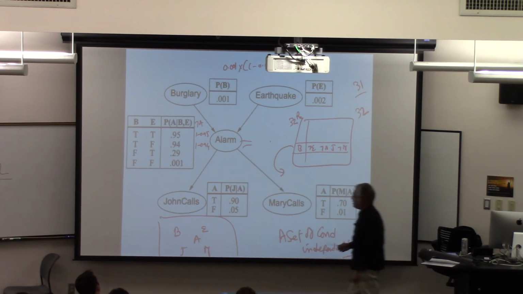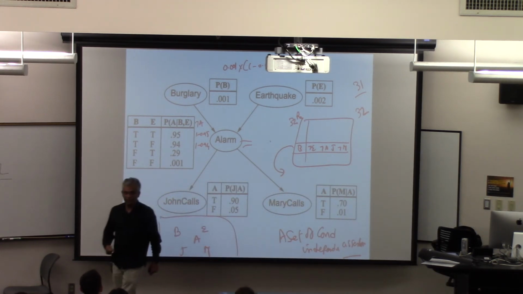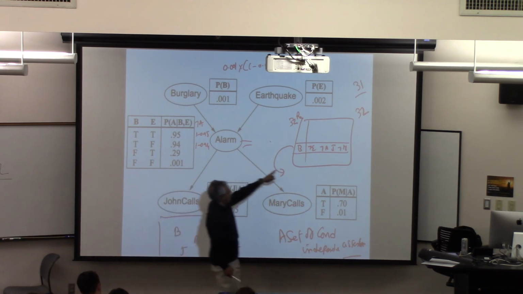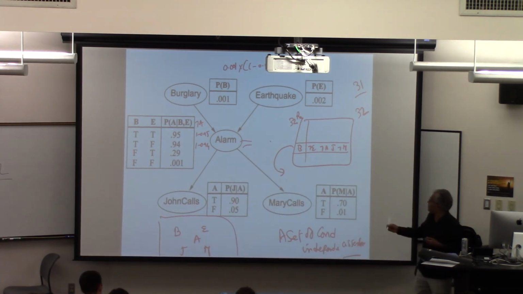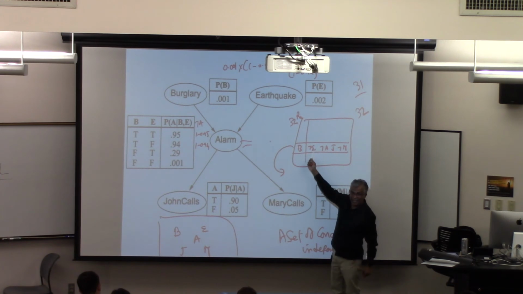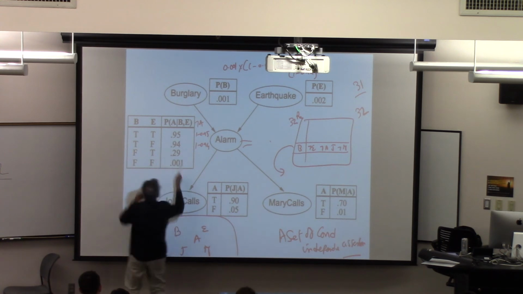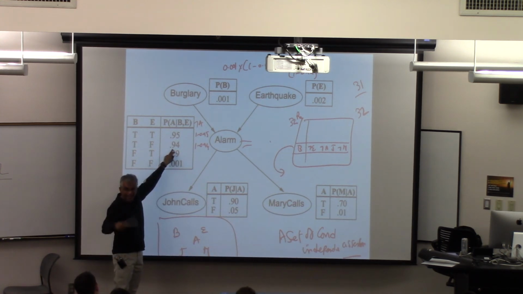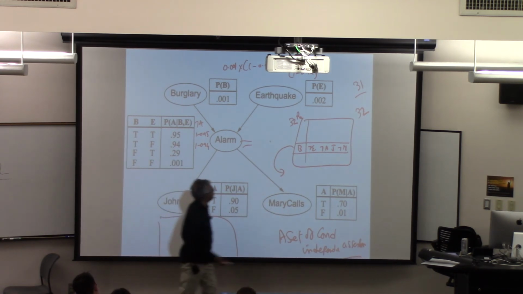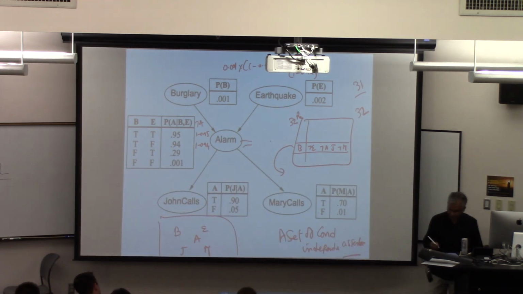Okay? Then I need to get the John Calls guy. Oh sorry, it should not be 0.94 because I'm looking for not A here. It should be 1 minus 0.94. Right? Because I'm looking for not A given B and not E. And B and not E is 0.94 for A. For not A, it will be 1 minus that. So that will be 1 minus 0.94 up to that.